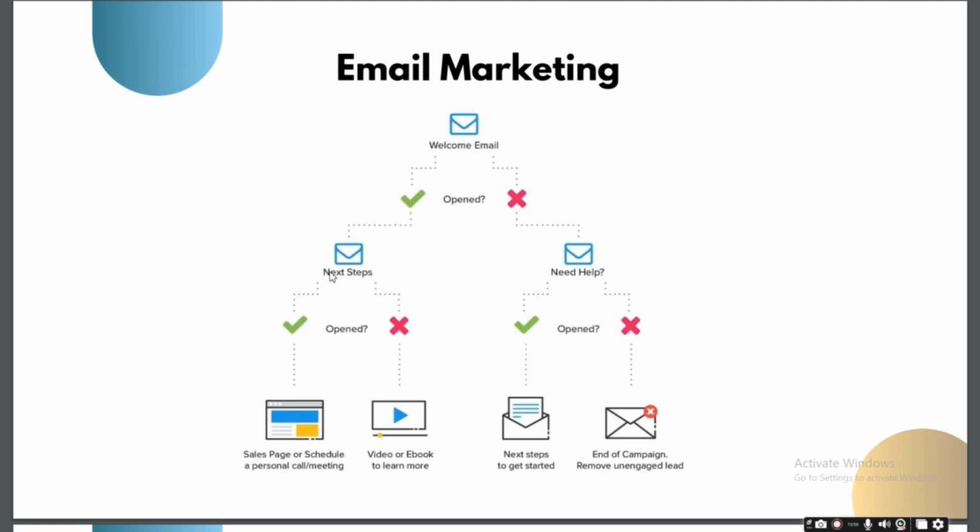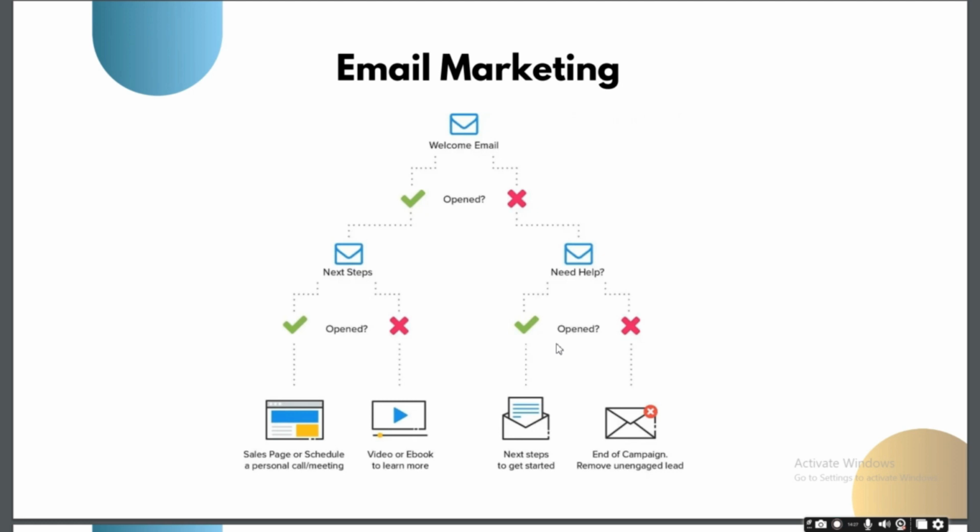And for the person who has opened the mail, again, if he opens, he'll be sent to a meeting or a schedule. If he does not open, then a video or an ebook is sent. So basically, if the customer opens your mail, he will get a specific mail. If he does not open it, it's not going to go to waste. You have another mail that is going to be sent exactly when this mail is not opened.